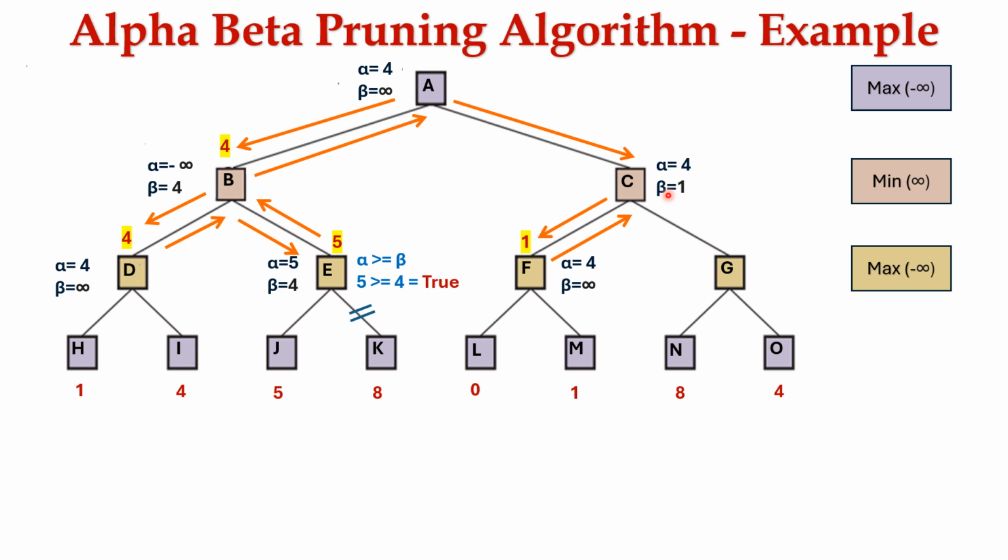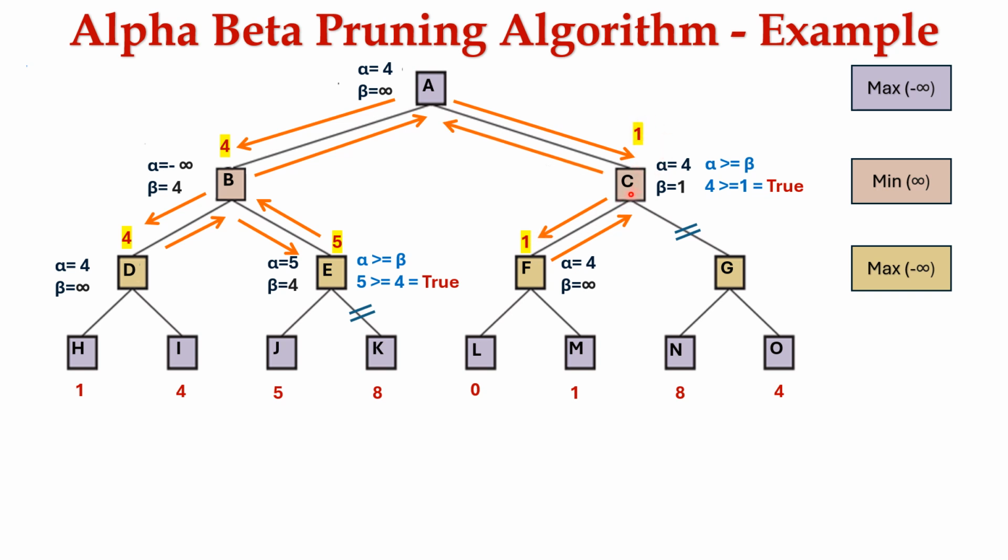Now we need to check the condition alpha is greater than or equivalent to beta. Yes, alpha value is 4 and beta value is 1. So the condition is true. Now the right successor of node C, that is node G, is completely pruned here. So we need not traverse the further nodes in node C. Next, the value of node C is to be updated. Since it is a minimizing node, we need to use min function here between the node F and G. Since we have pruned the node G, the node value of F, that is 1, is updated to the node C as its final value.